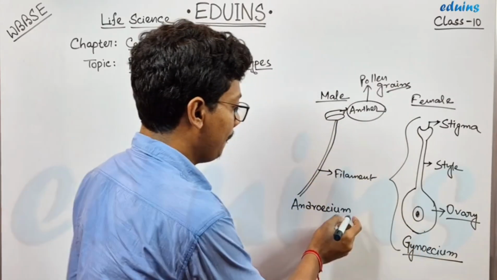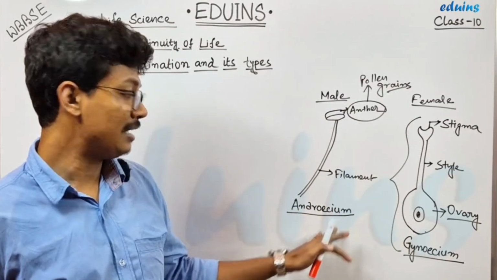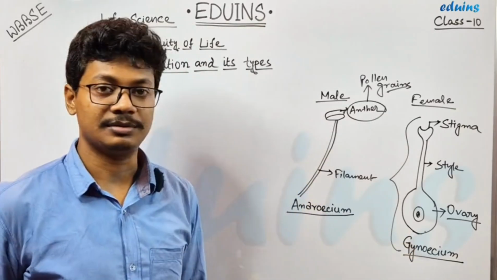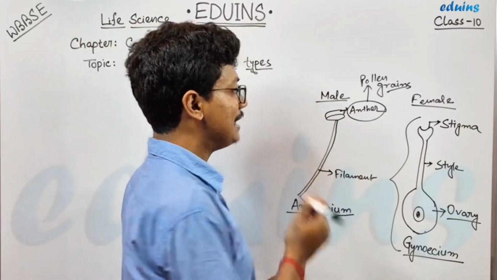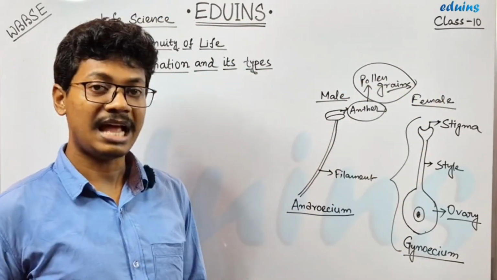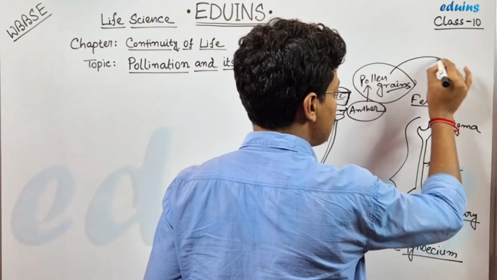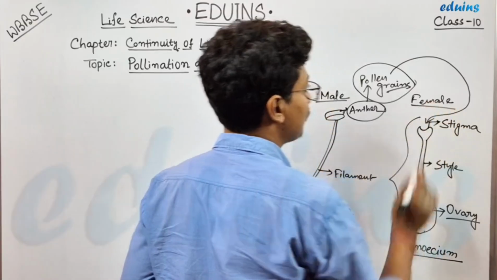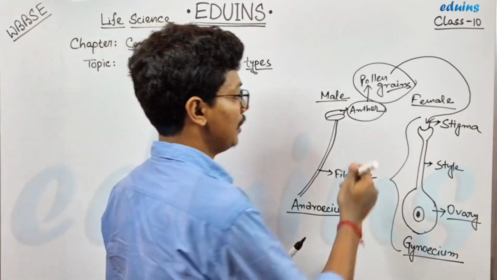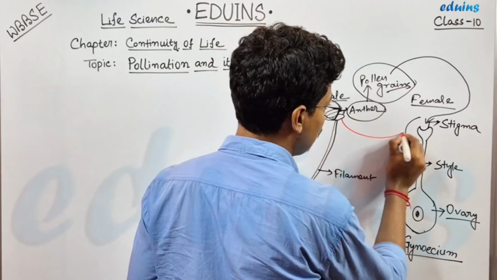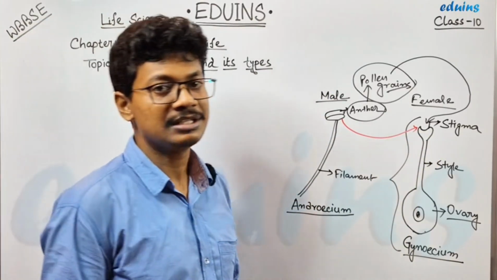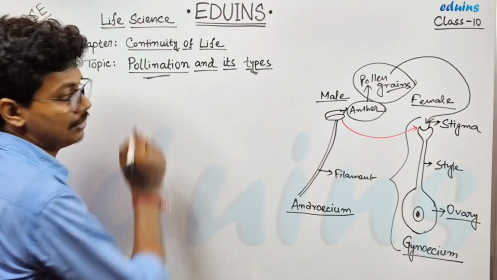So the male reproductive part is known as the androecium and the female reproductive part is known as the gynoecium. Pollination is the transfer of the pollen grains contained inside the anther to the stigma of the female reproductive part, that is, from anther to stigma. This process is known as pollination.